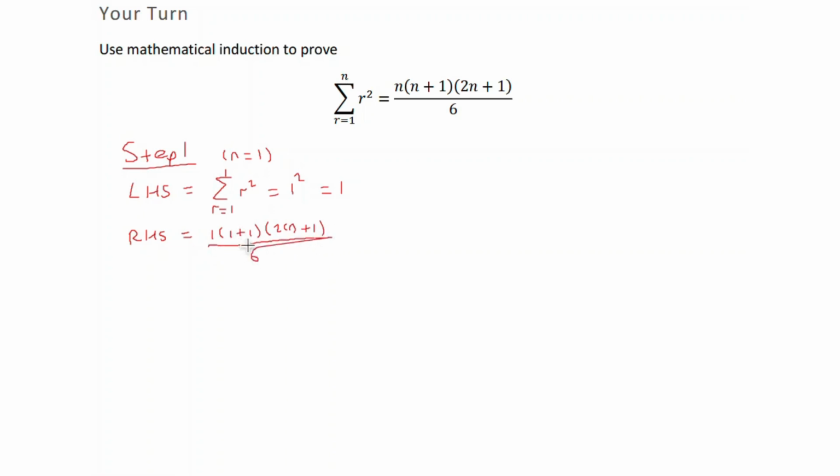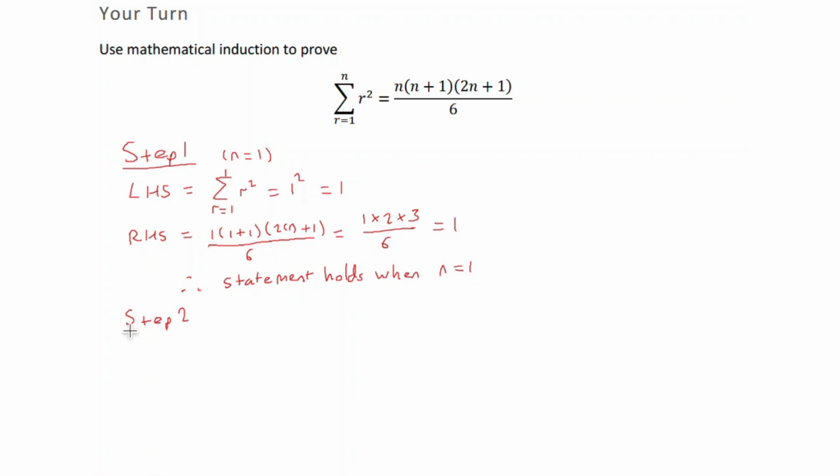all over 6. That's 1 times 2 times 3 over 6, which is equal to 1. Therefore, the statement holds when n is equal to 1. So the base case is true.